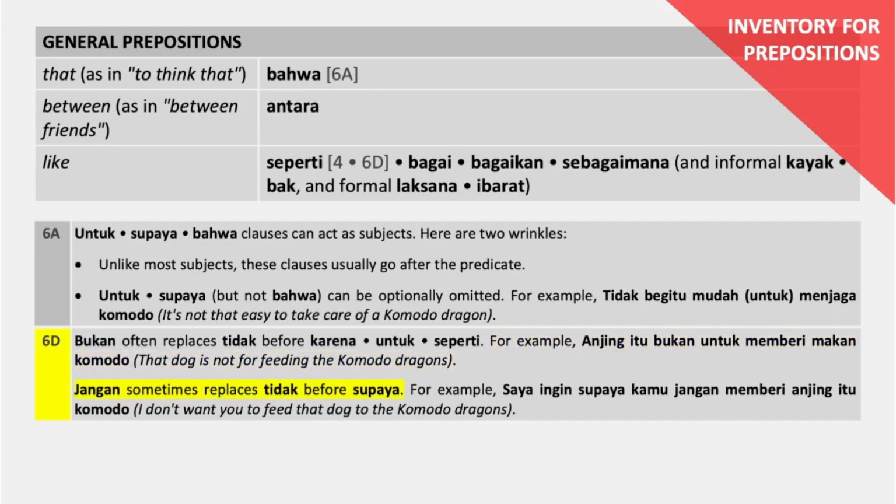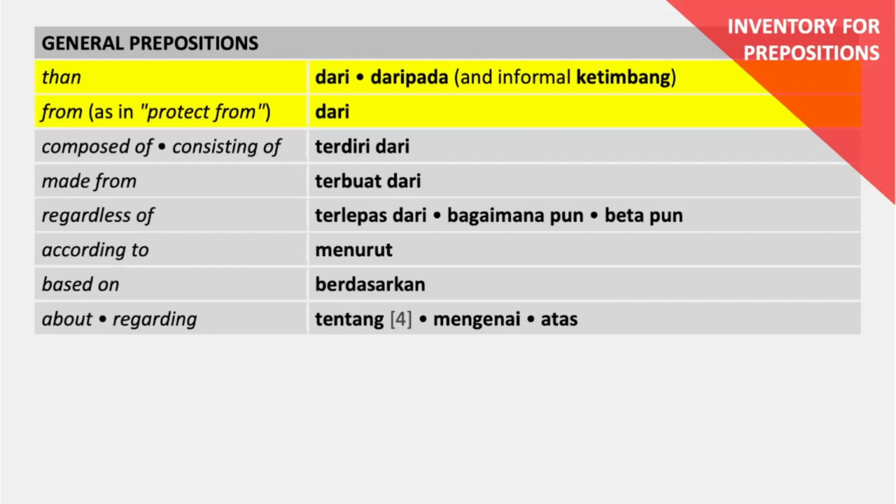Jangan sometimes replaces tidak before supaya. For example, saya ingin supaya kamu jangan memberi anjing itu Komodo. I don't want you to feed that dog to the Komodo dragons.